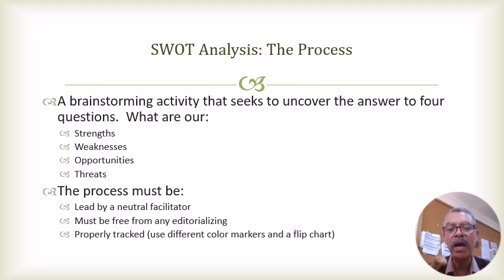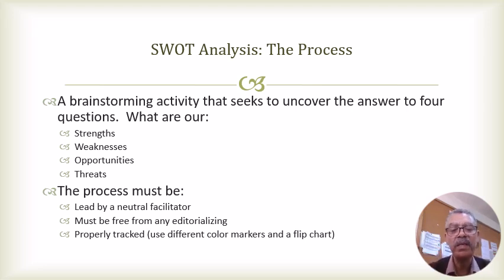Again, once we have found this, the process must be what? Led by a neutral facilitator, so people might not be biased in one way or the other for various reasons. And again, it must be free from any editorial issues. Whatever information is available, we need to take it as is. There is a time to make editorial changes, but at this step, all the information should be gathered and taken as it is.